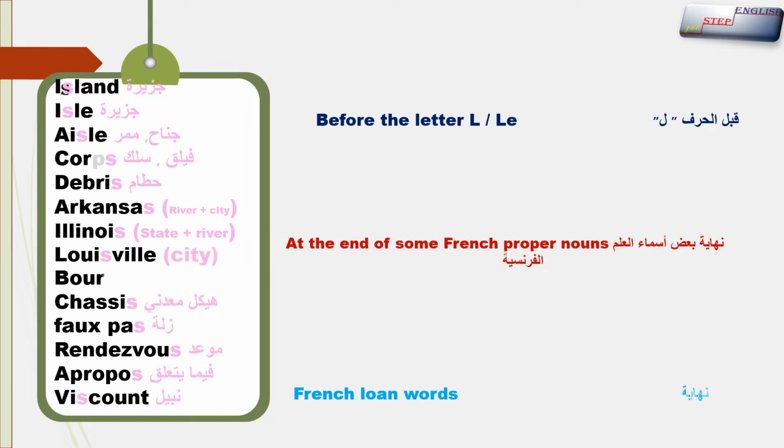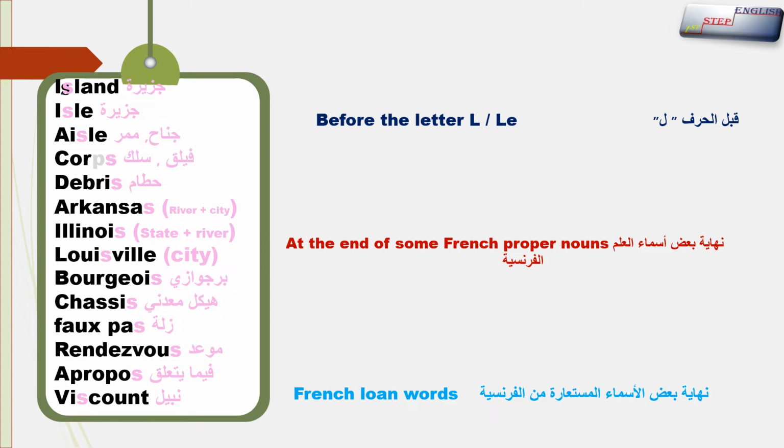Illinois is the name of a city and a river in USA. It was brought to English thanks to the early French explorers. Louisville is a city named in honor of the French king Louis XVI, who supported the American Revolution in 1780. We say chassis to mean the frame of a vehicle, bourgeois to mean a person from the noble class, faux pas to indicate a tactless act, rendezvous to mean a meeting, à propos to say with regard to.